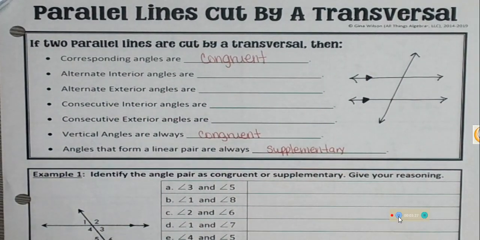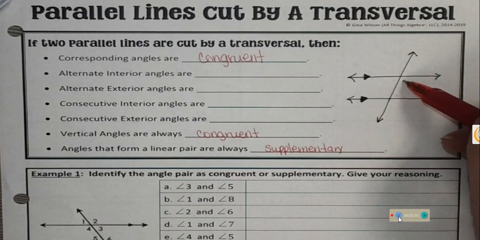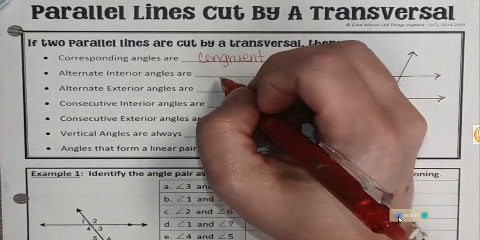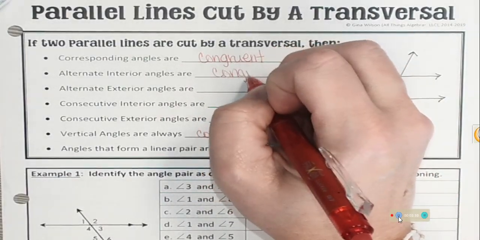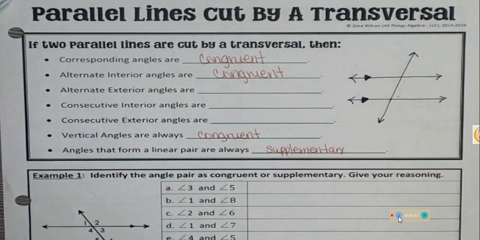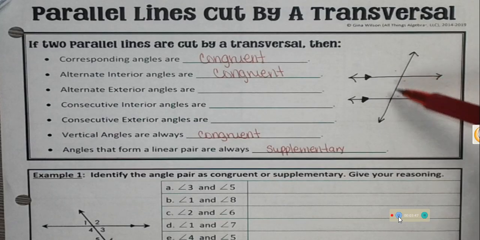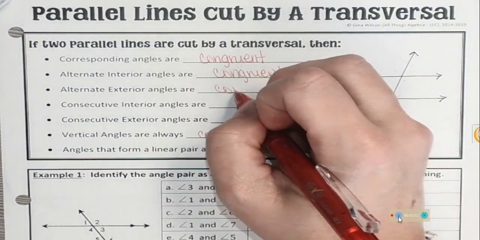Okay? All right? If you have alternate interior angles, these two angles are alternate interior. These two are alternate interior. They are also congruent. They are the same. All right? Alternate exterior. This side and this appear to be the same. That's because they really are congruent.